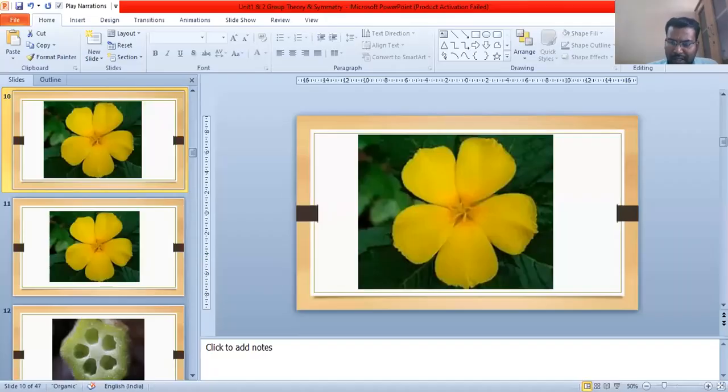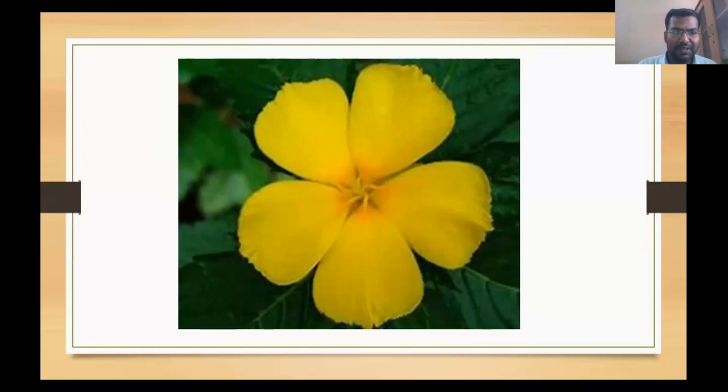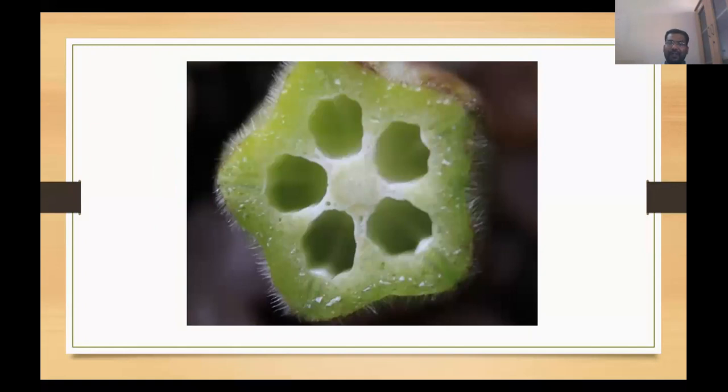In this next figure also, if you carefully observe, you can observe the symmetry. Whatever we are discussing about nature, some kinds of butterflies, some kinds of flowers, everywhere you can observe the symmetry. Let us see another figure.